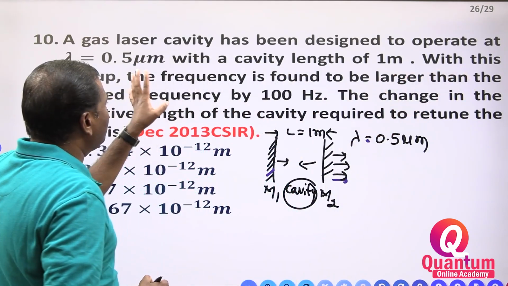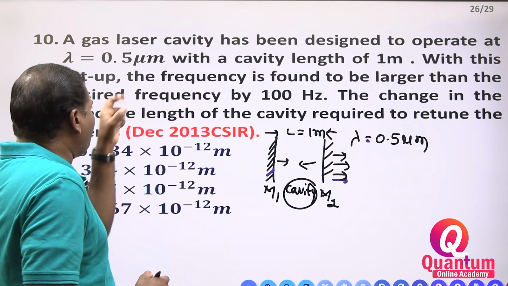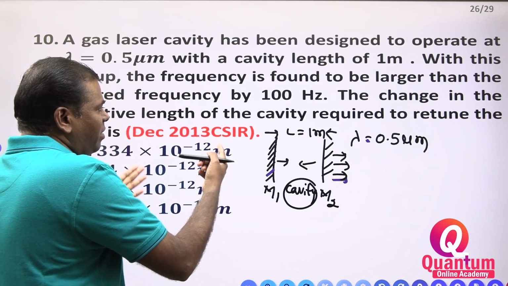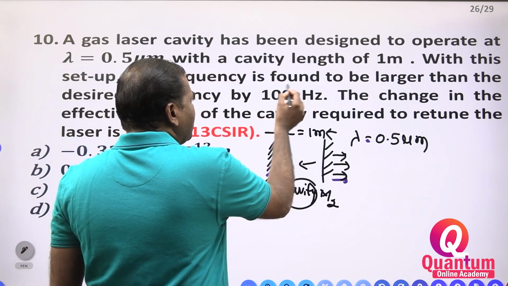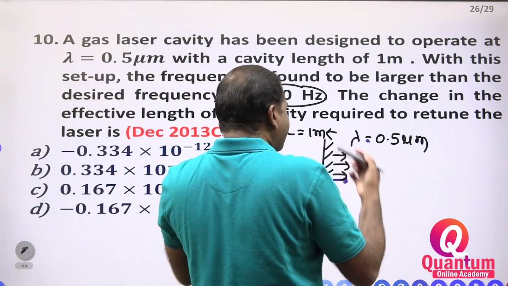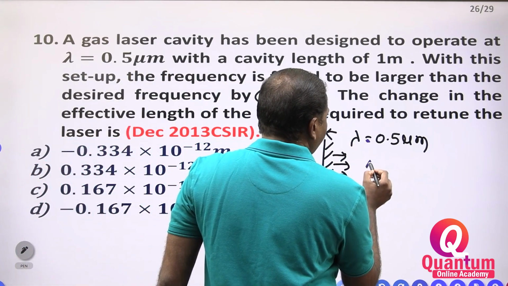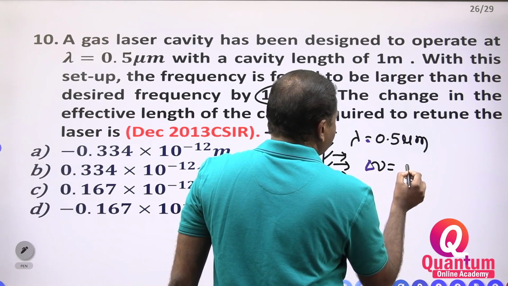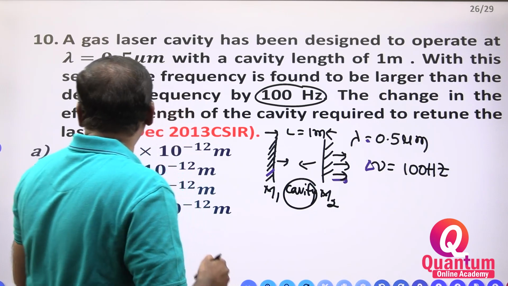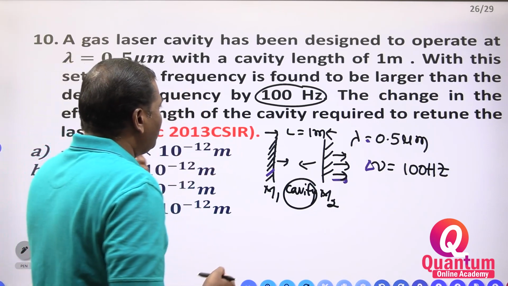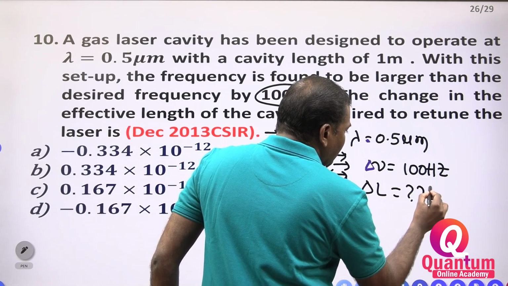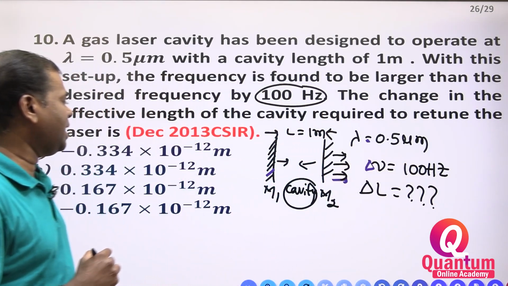With this setup, the frequency is found to be larger than the desired frequency. How much is the frequency? Larger than the designed frequency. The designed frequency delta nu is equal to 100 Hz. They are asking for the change in the effective length, delta L. How much is it?